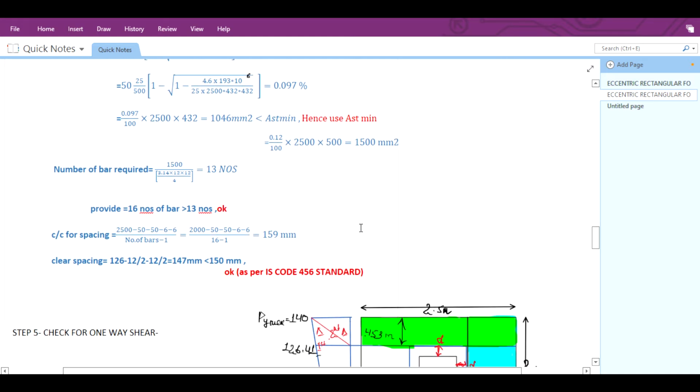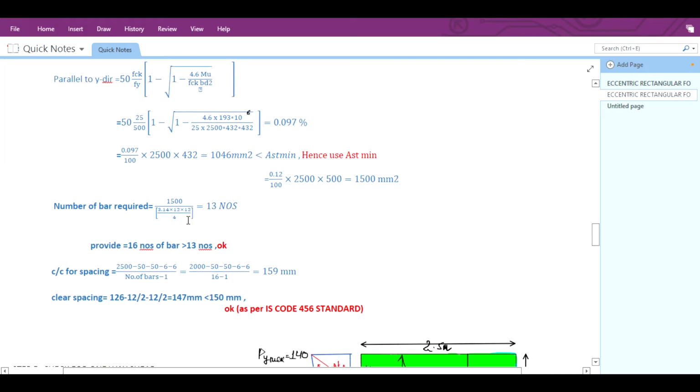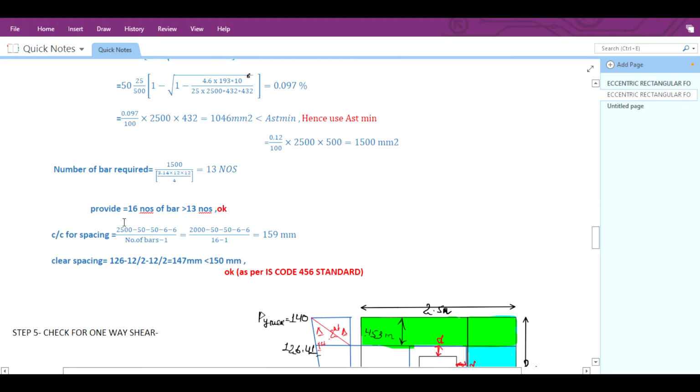So here we have to take the number of bars for 1500, divided by pi d square by 4, so it will come as 30 number of bars. Here we are also taking a larger number of bars because of the spacing criteria. So we are taking 16 number of bars.